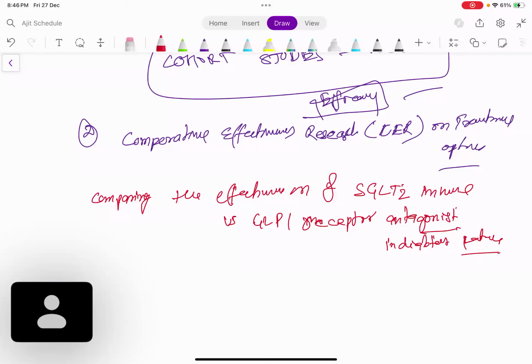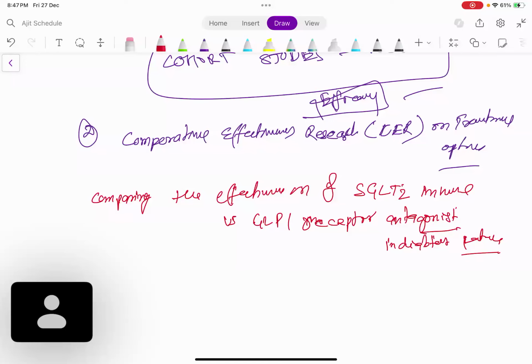Okay, SGLT2 inhibitors are all gliflozins. An SGLT2 inhibitor is not semaglutide. Semaglutide is a GLP-1. SGLT2 inhibitors are dapagliflozin, empagliflozin, canagliflozin. Empagliflozin, canagliflozin, dapagliflozin are SGLT2 inhibitors, and semaglutide and other glutides are what?